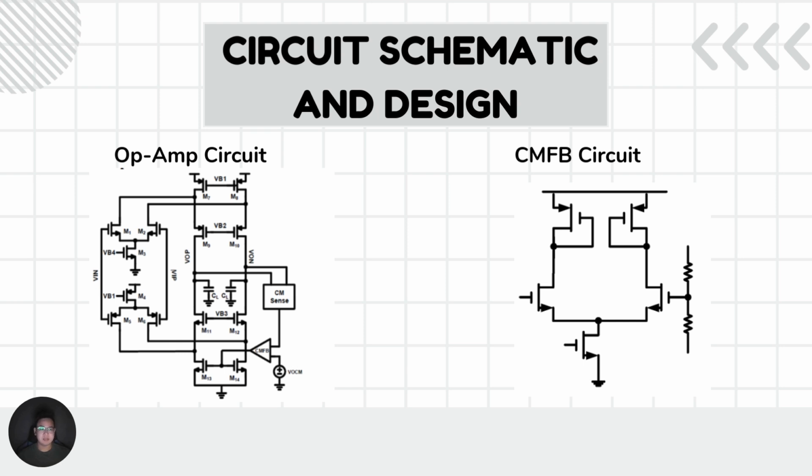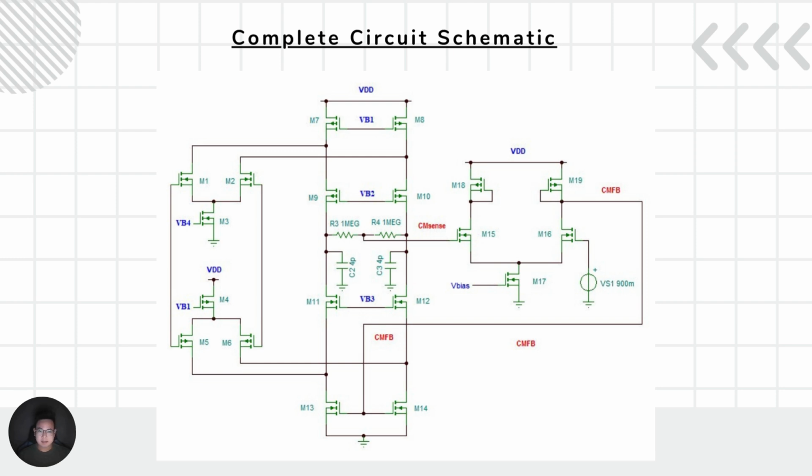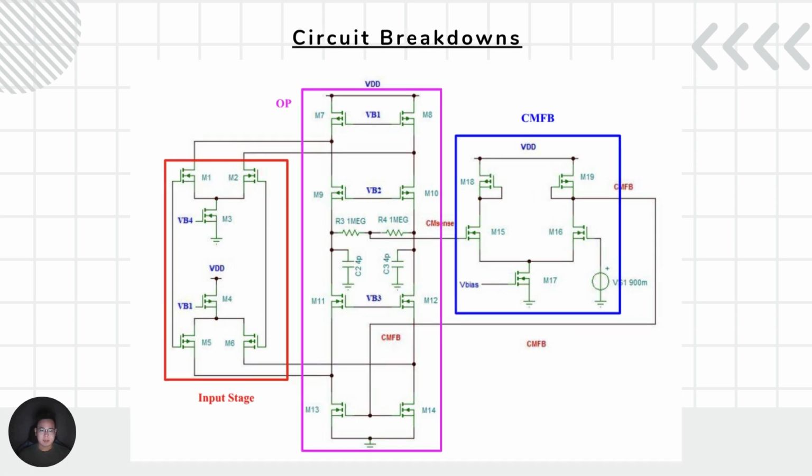For this project, this is the circuit schematic and also the design. On the left hand side is the circuit design, and for this circuit design, we're gonna need a CMFB circuit, which is on the right hand side. This is the complete circuit schematic, where on the right hand side is the CMFB circuit mentioned before. The CMFB circuit is connected to the CM sense and also CMFB point, the middle is the op amp itself, and the left hand side is the input stage, which is the input pair.